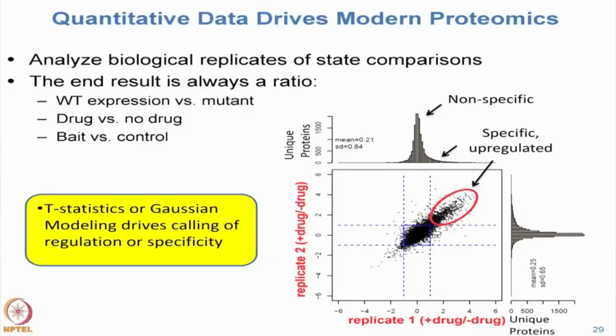Almost anything that we do in our lab today in proteomics, and quite a lot of labs, is trying to be quantitative. The basis of doing something quantitative and having some statistical power requires that you have replicates. Not only do you want replicates, but you typically want to compare at least two conditions. Examples include wild type versus mutant expression, treatment with or without a drug, or capturing something with a bait or not.